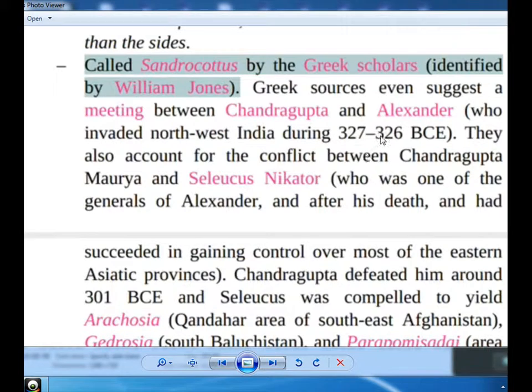Please remember here that Seleucus was defeated. Chandragupta defeated Seleucus around 301 BCE, and Seleucus was compelled to yield Arachosia, the Kandahar area of southeastern Afghanistan.